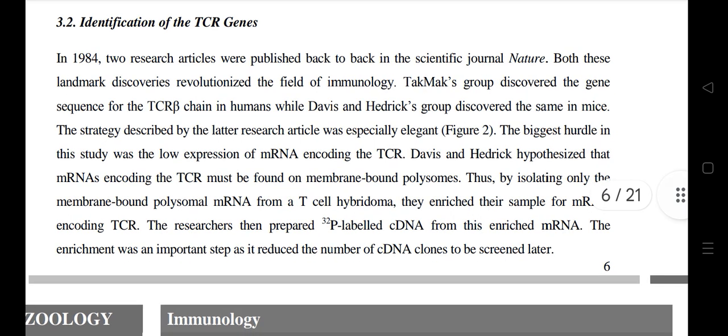Identification of the TCR genes. In 1984, two research articles were published back to back in the scientific journal Nature. Both these landmark discoveries revolutionized the field of immunology. Mak's group discovered the gene sequence for the TCR beta chain in humans, while Davis and Hedrick's group discovered the same in mice.